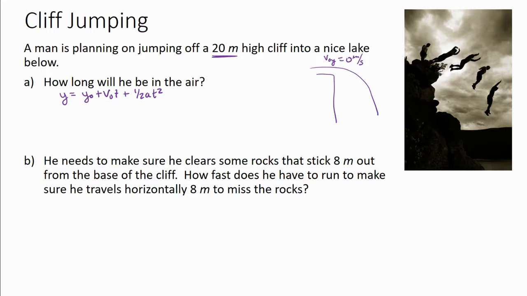Because we only have downward motion, right? At no point is this object going upwards. I'm going to pick down to be positive. So that's going to give me a positive 9.8.